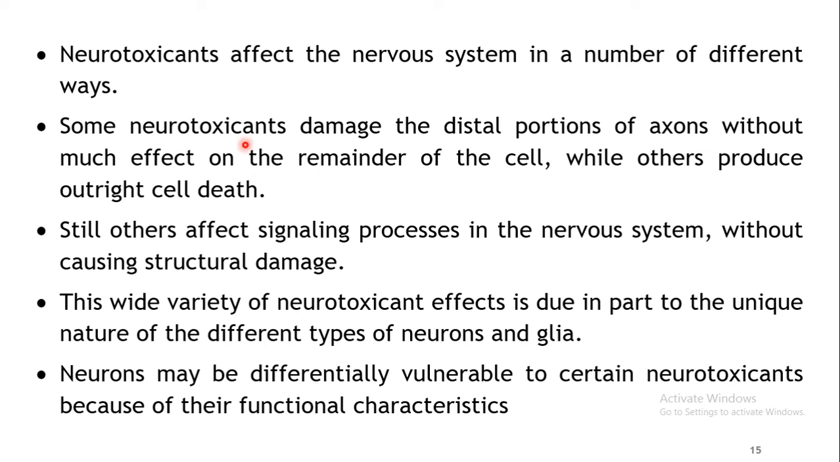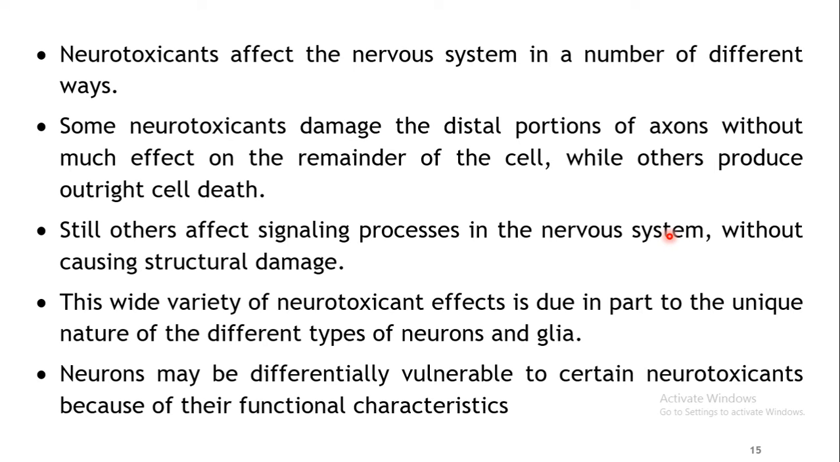Okay, now basically these substances which are toxic to the neurons or the nervous system are known as neurotoxicants. Now there are a number of ways by which these neurotoxicants can damage the nervous system. There are certain neurotoxicants which can damage certain portions of the axons. Maybe a part of the axon may be affected without affecting the other parts of the cell, or sometimes cell death may also take place, that is, neuronal damage may take place. So structural damage may be caused sometimes. The physiology or the function of the nervous system may get affected.